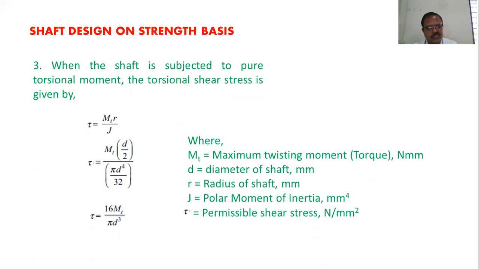Here, the notation Mt is maximum twisting moment or torque, d is the diameter, r is the radius, J is the polar moment of inertia. Tau is the permissible shear stress, which is 0.5 SYT divided by factor of safety, where SYT is the yield strength of the material.